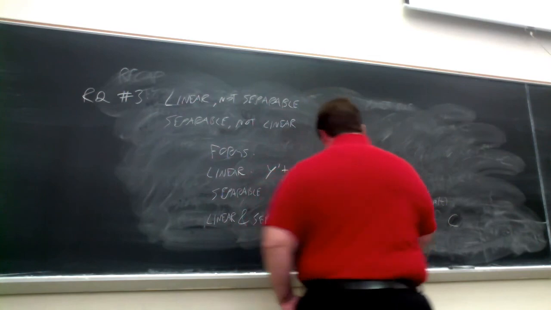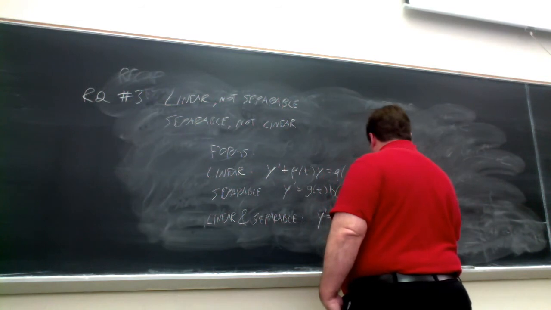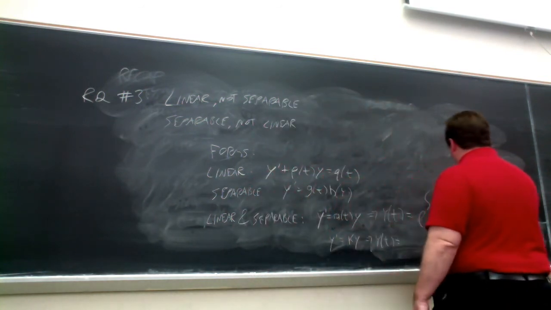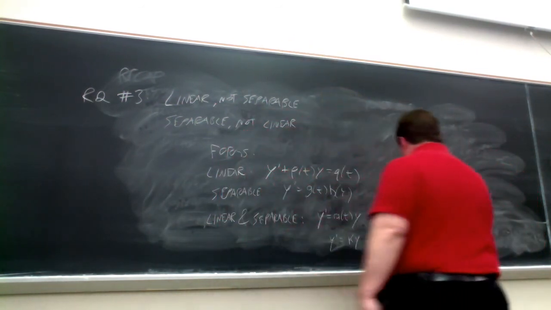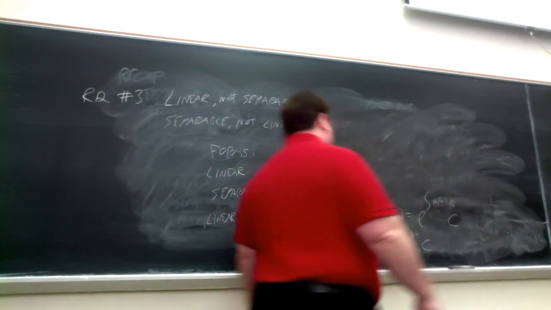And to specialize a little bit, y prime is equal to some constant k times y. Y of t would be, so the integral of k would just be kt. So you just have e to the kt times the constant. Okay.